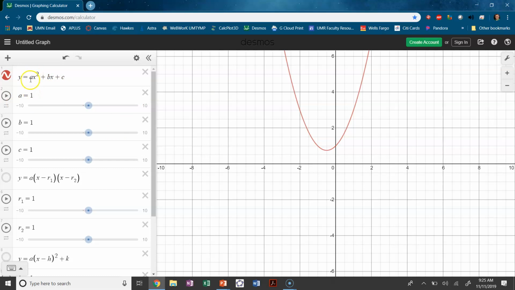Okay, and then when you type this equation in, it'll tell you, oh, do you want to make sliders for A, B, and C? And then you click yes to all. Okay, and so now all we have to do is look at changing these.